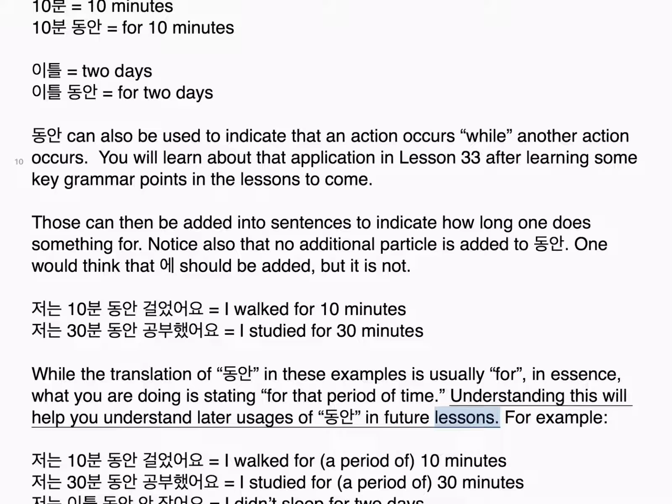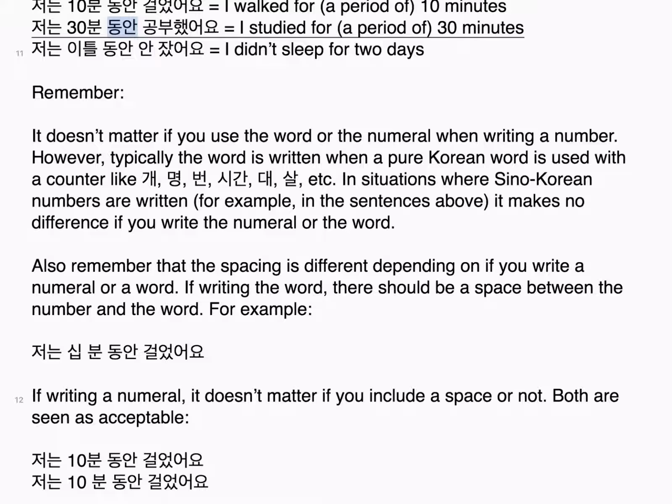For example, 저는 10분 동안 걸었어요. I walked for a period of 10 minutes. 저는 30분 동안 공부했어요. I studied for a period of 30 minutes. 저는 이틀 동안 안 잤어요. I didn't sleep for 2 days.